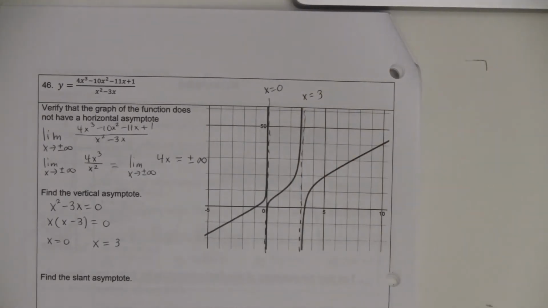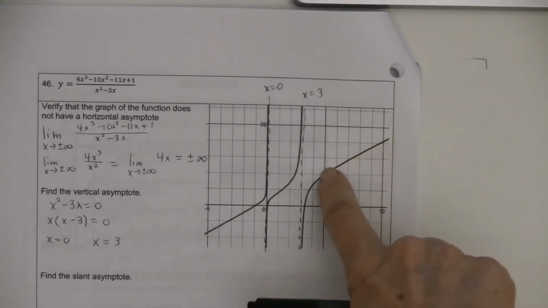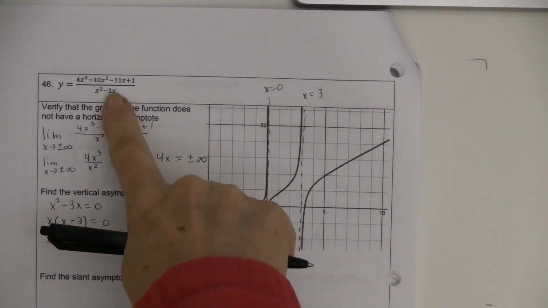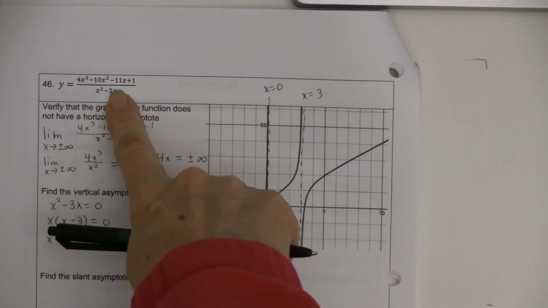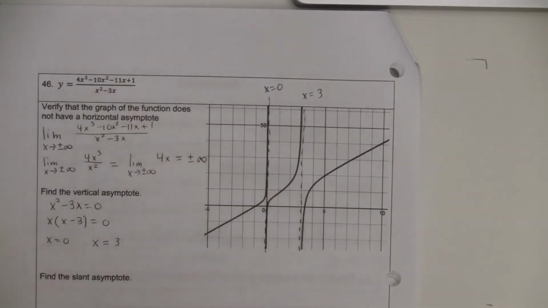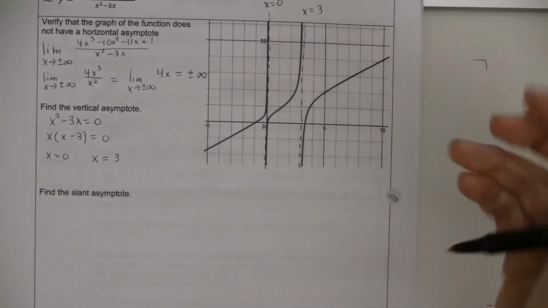Now it's asking me to find the slant asymptote. And I can see the slant asymptote here. Can you guys see it right there? There it is going to be, right? So we're going to look for the equation of the slant asymptote. How you do it is by using long division. On this particular problem, you cannot use synthetic division because your denominator has to look like x minus r, and I have x squared. So I'm going to have to use long division to do this.